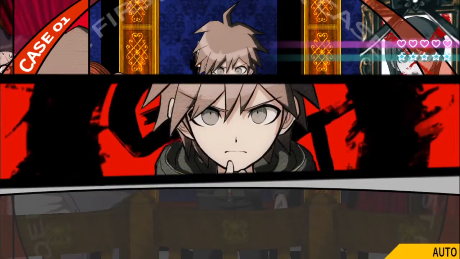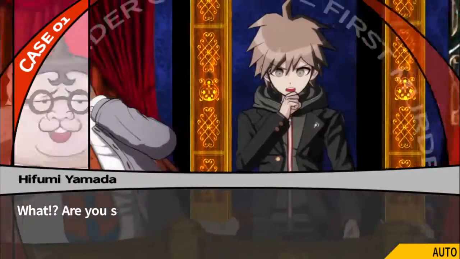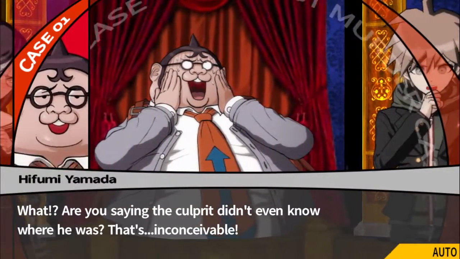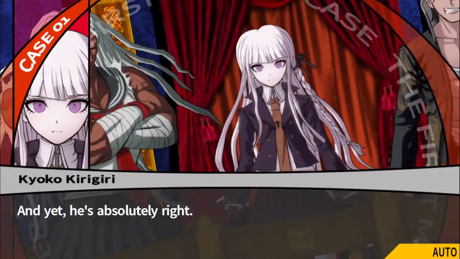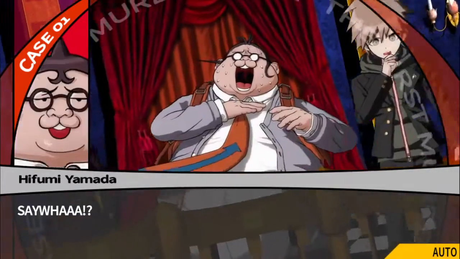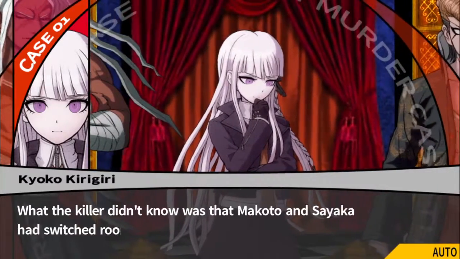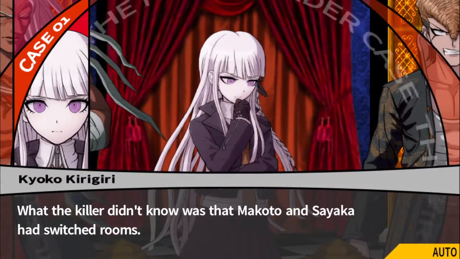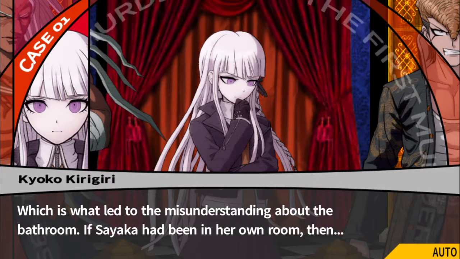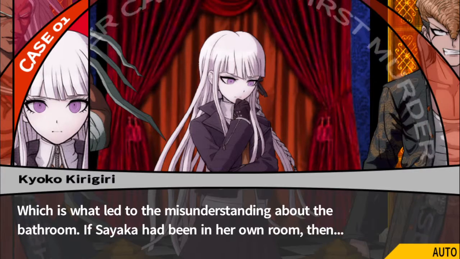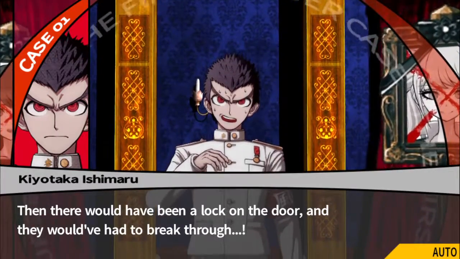I got it! The killer must not have realized that it was my room. What? Are you saying the culprit didn't even know where he was? That's inconceivable. And yet, he's absolutely right. Say what? Well, to be more specific, what the killer didn't know was that Makoto and Sayaka had switched rooms. Which is what led to the misunderstanding about the bathroom. If Sayaka had been in her own room, then there would have been a lock on the door, and they would have had to break through!